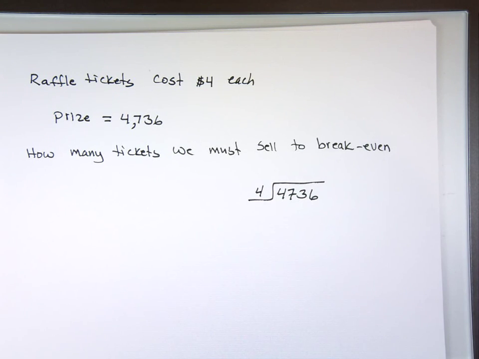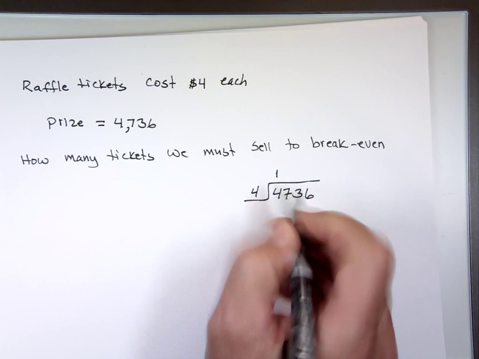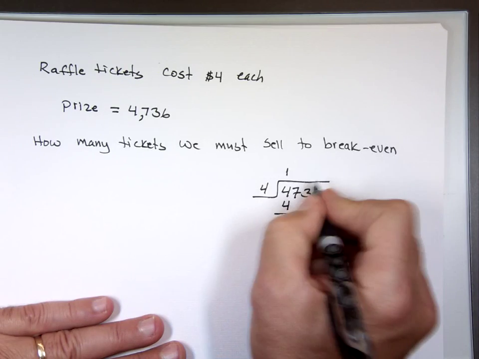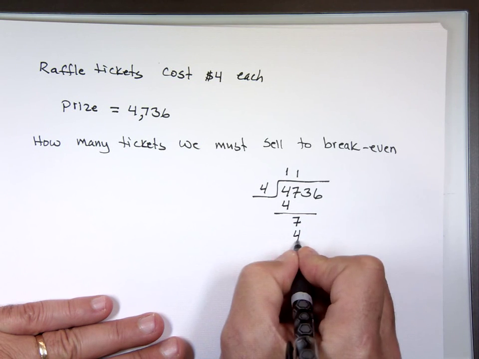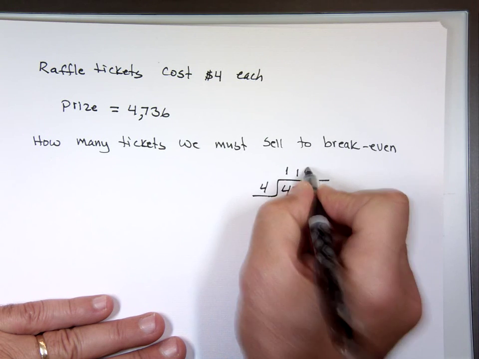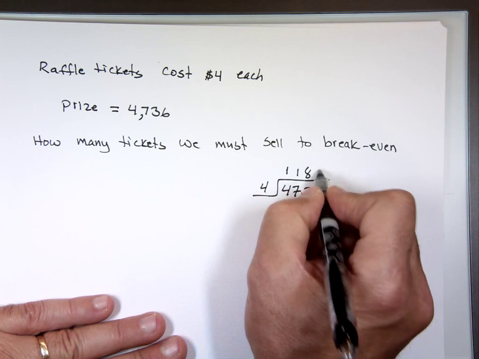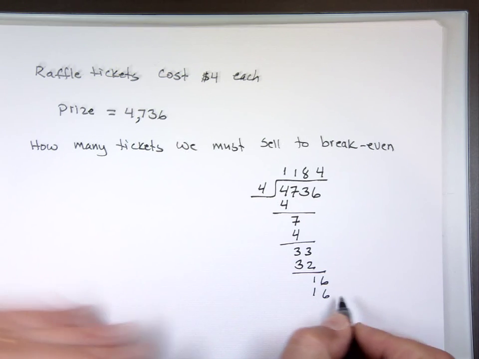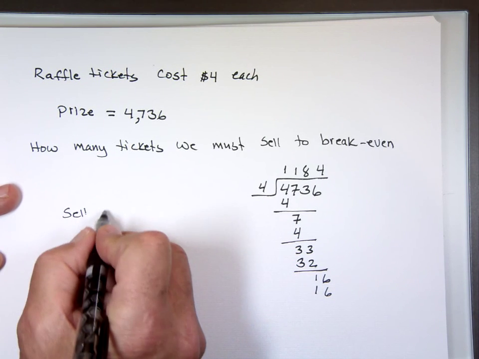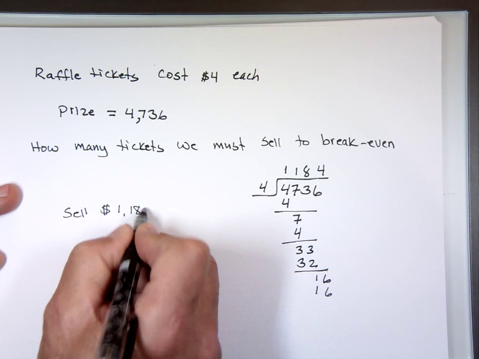Divided by 4. 4 divided by 4 is 1. 1 times 4 is 4. Bring the 7 down. 7 divided by 4, 1. 1 times 4, 4. The remainder is 3. 33 divided by 4, 8. 8 times 4, 32. 16 divided by 4, 4. 4 times 4 is 16. So we have to sell how many tickets? 1,184 tickets.